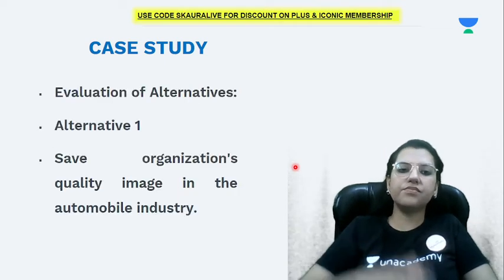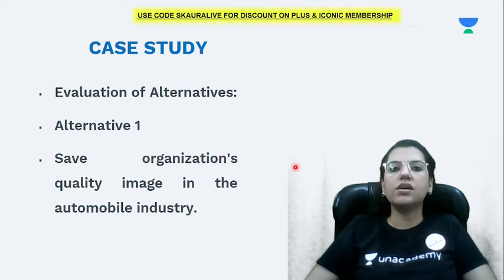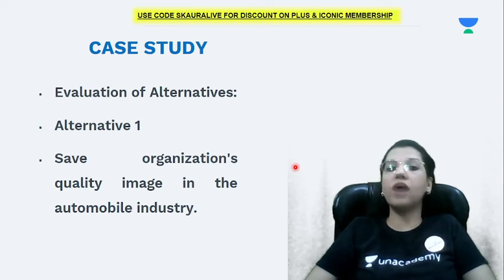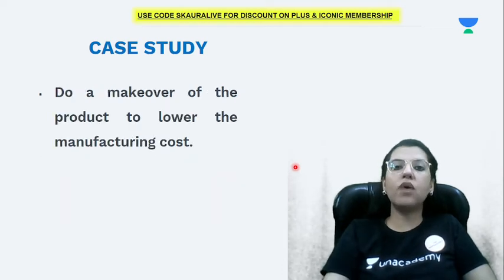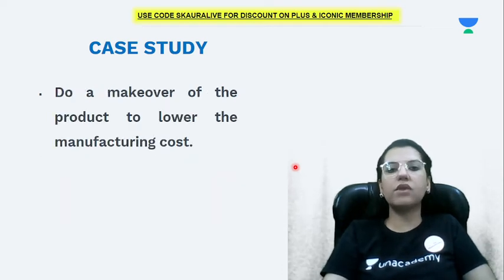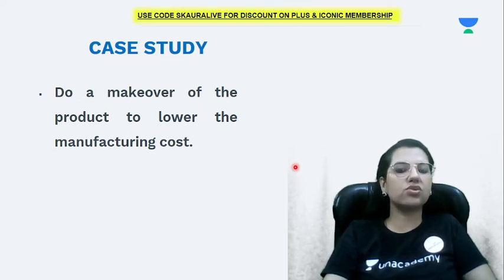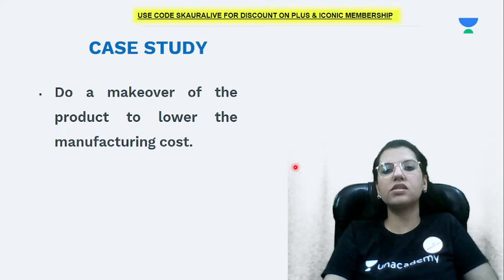Now, if we are going to evaluate. Alternative 1. Save the organization's quality image in the automobile industry. You have to save their image, you have to save their brand. Do a makeover of the product. If you need to lower the manufacturing costs, do some makeover of the product in order to meet the price sensitivity of the market, or the price inclination towards a low price.